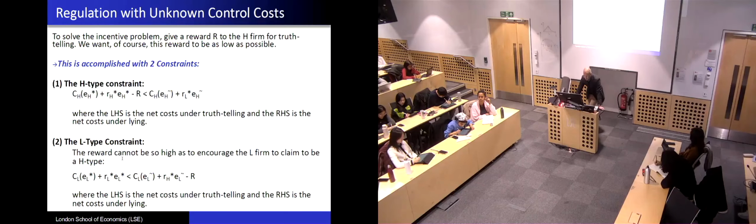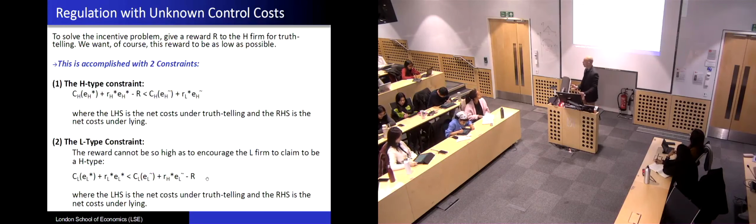The second constraint is that the reward cannot be so high as to encourage the firm L, so the low cost firm, to claim to be a high cost firm. Okay? So what's going on here? On the left-hand side, we have the net cost after truth telling. Again, this is for the low cost firm, right? So this is their private cost plus how much they pay in taxes, and that's going to be less than the net cost if they lie to us, right? And therefore the fee is going to be different, but they're going to get the reward. Okay? So this is one way to go around this issue.